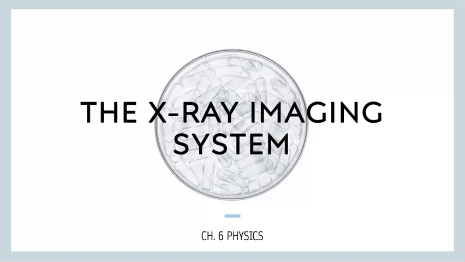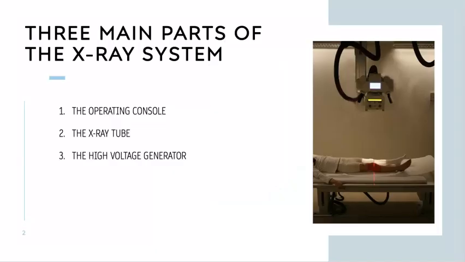All right, let's quickly talk about the X-ray imaging system. In particular, this portion is going to focus mainly on the autotransformer and what the operating console is. So there are three main parts of the X-ray system: the operating console, where we set our kVp, mA, and time; the X-ray tube itself, which is pretty much the anode and cathode part; and then the high voltage generator, which allows for our kVp, essentially.